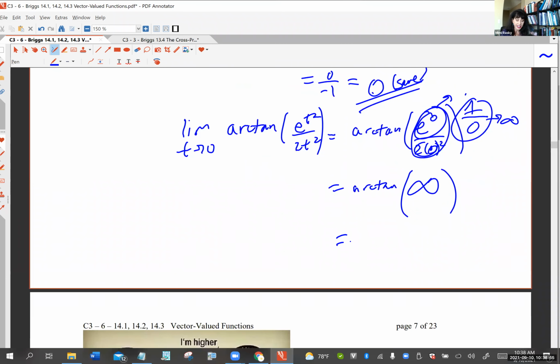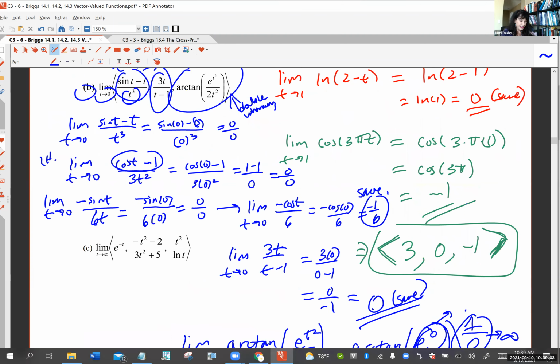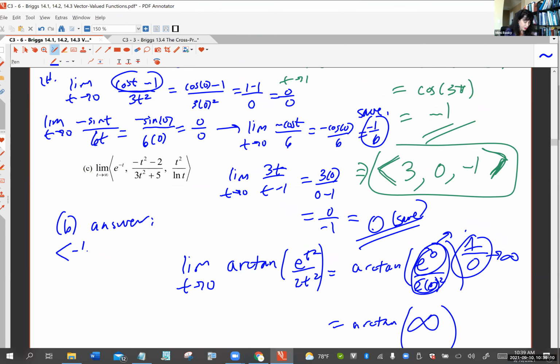So now what's arctan of infinity? Go check your limit facts. Pi over 2. Great, so we finally have a final answer for letter B. So letter B answer is this lovely vector. I'm going to use brackets, -1/6, comma, 0, comma, pi halves. Boom, I'm done.